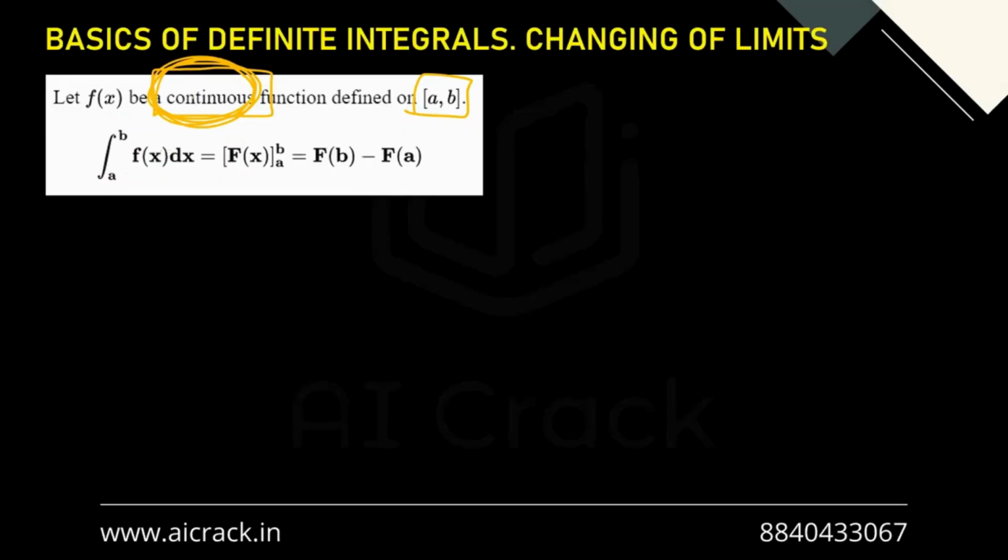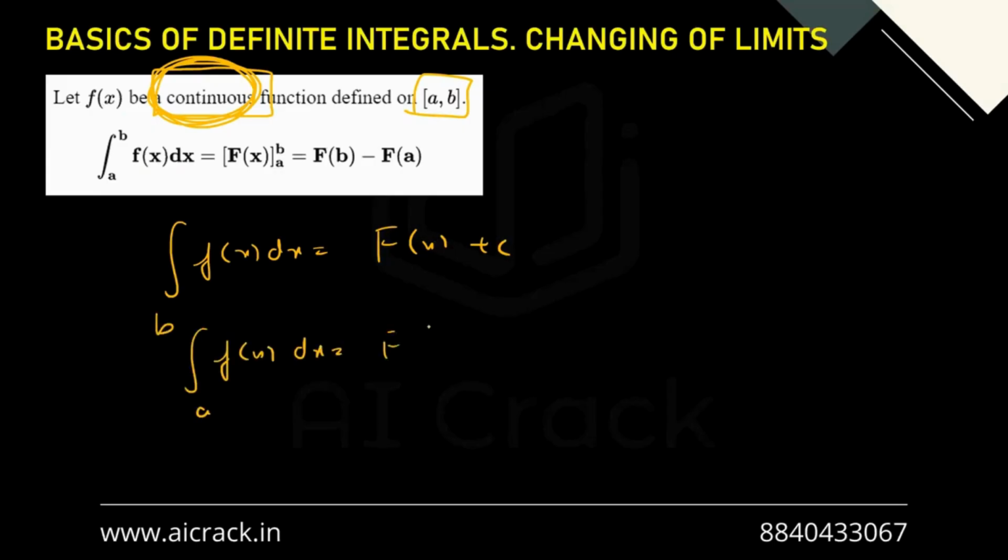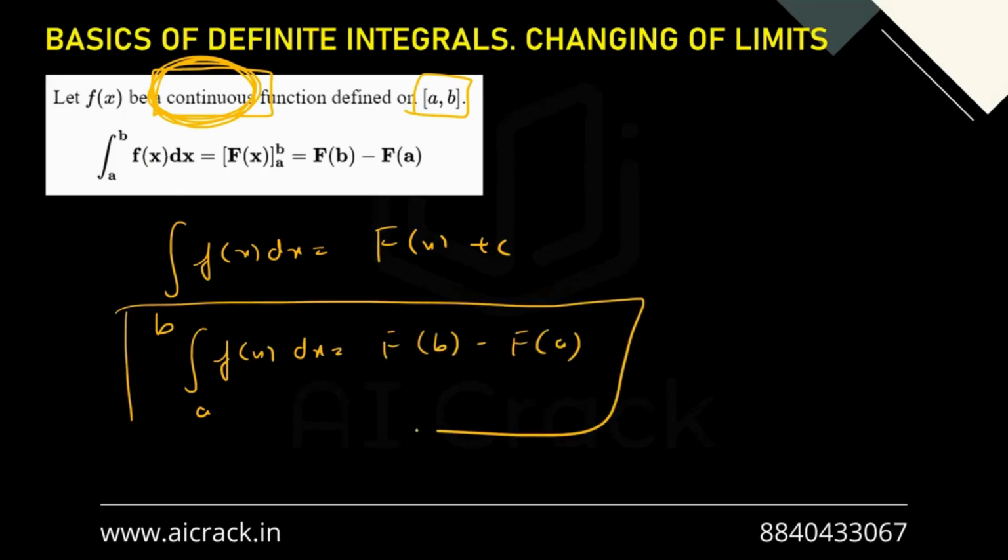So whenever this is happening, we can write this as F(b) minus F(a). That basically means if integral f(x) dx equals capital F(x) plus c, right? In that case, integral a to b f(x) dx would be F(b) minus F(a). Okay, this you have to remember. But the most important thing over here is the function should be continuous between a to b, right?